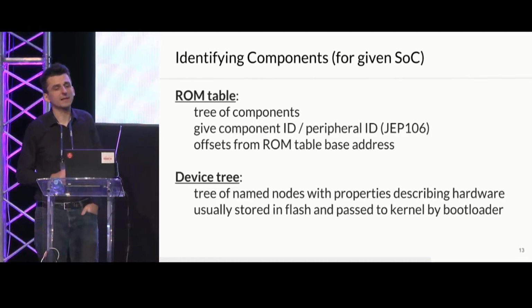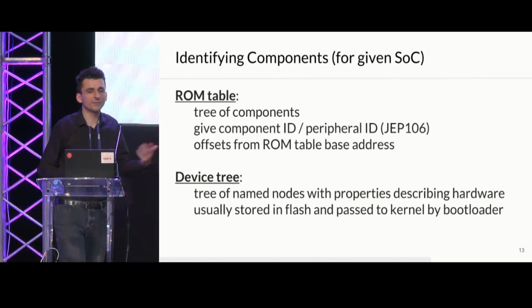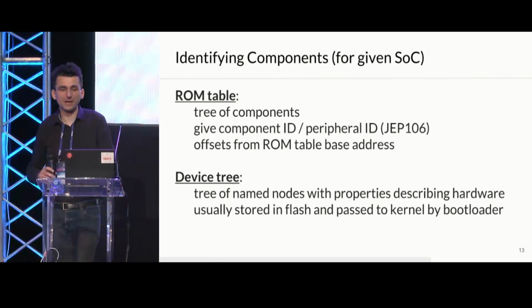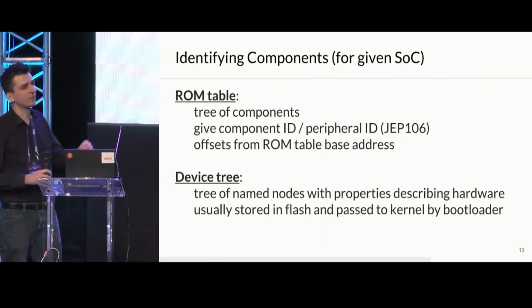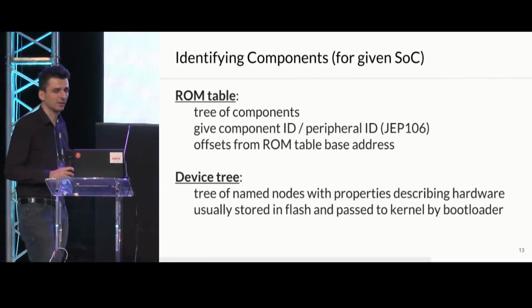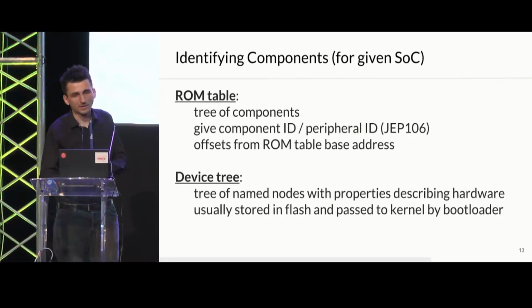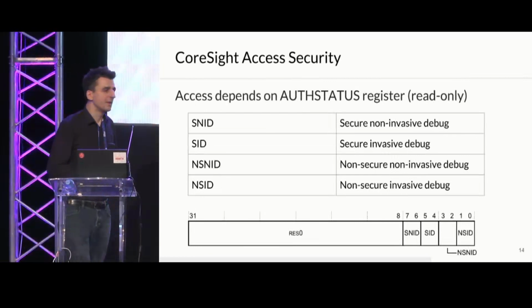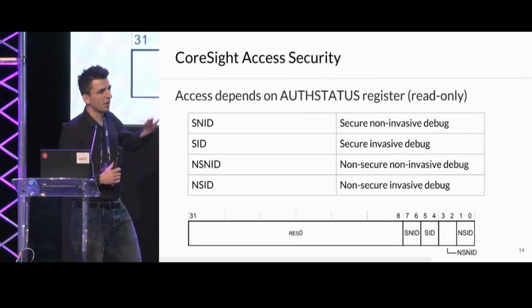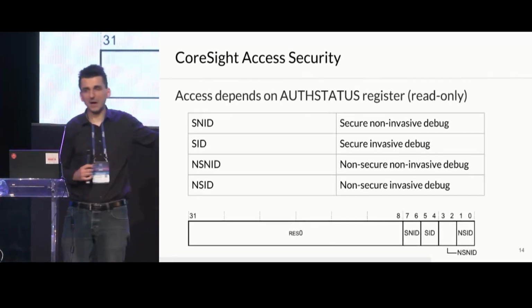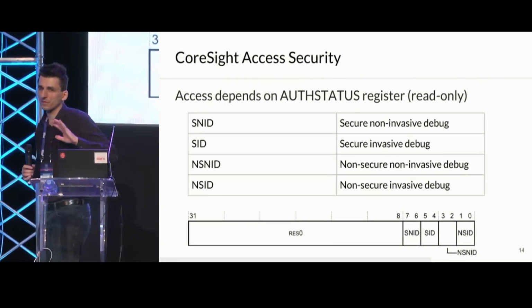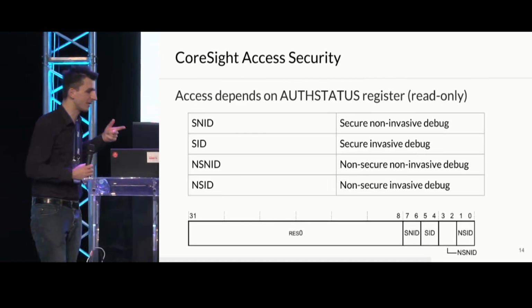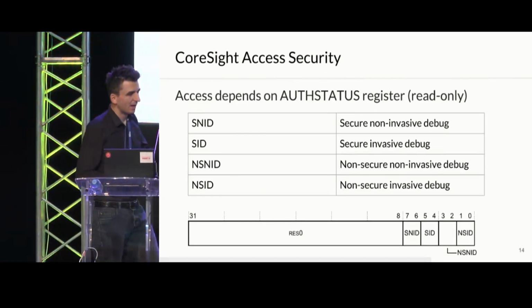Device tree is basically a tree of named nodes with properties describing the hardware, and that's usually stored in flash and then passed to the bootloader for the operating system. There are also ways to lock CoreSight down. Most of the concerns here are about two things.